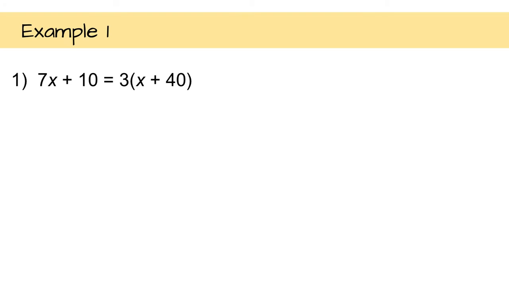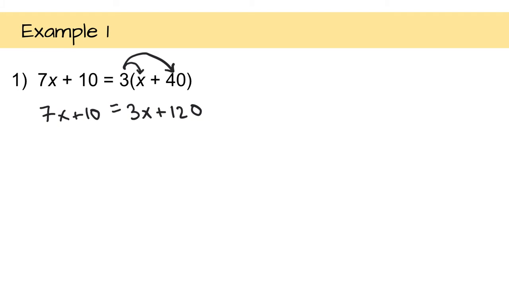we have a distributive property. And if you remember from the polynomials unit, to expand on this side, we just need to make sure that we multiply that 3 through. So 3 times x is 3x, and 3 times 40 is 120, and we have our terms on this side, 7x plus 10. So what we want to do is get all our x's on one side and our numbers on the other side.